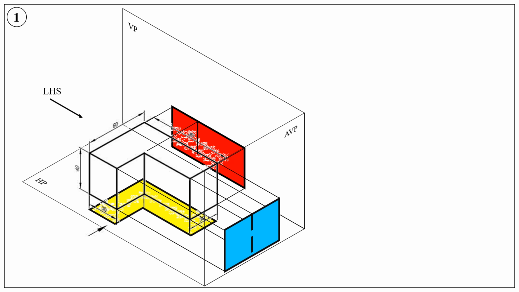This sketch now shows all the three views combined. Shown in red color is the front view, yellow color is the top view, blue color is the left hand side view.